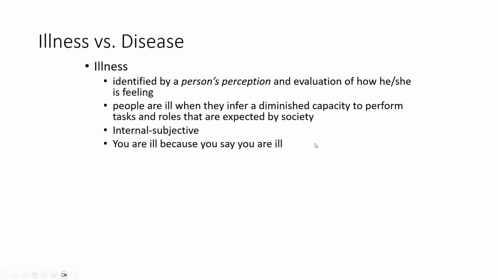I'm going to use a definition from anthropology. This is not a universal definition by any means, but it'll be a definition that we're going to use in this class because I think it's useful. We're going to distinguish between illness and disease. Illness is centered on the individual, so it's a subjective evaluation by the individual about how they're feeling, and we're going to take the idea that people are ill when how they feel limits their capacity to perform their tasks and roles.